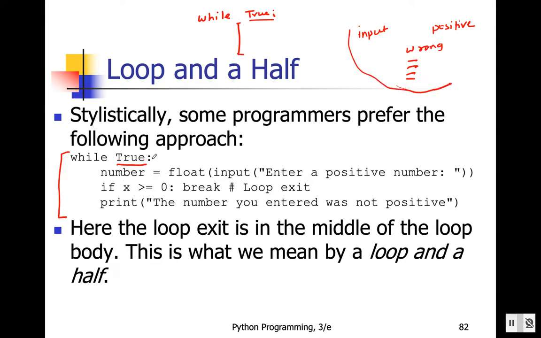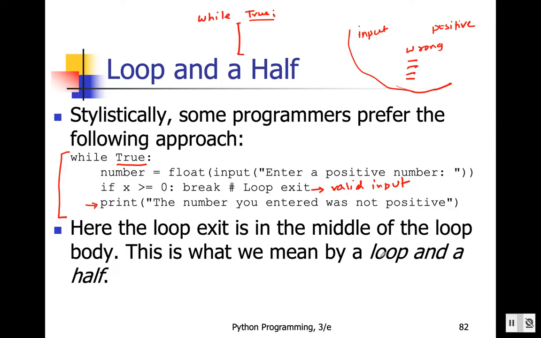For our input validation problem, under this true condition, we take the number as an input. If the number is positive, x greater than or equal to 0, which is what we expect, it's a valid input, so we do not have to continue the loop and we exit from it. Otherwise, the loop does not break at this point, and it executes this statement and prints that the number you entered was not positive, so we continue the loop.